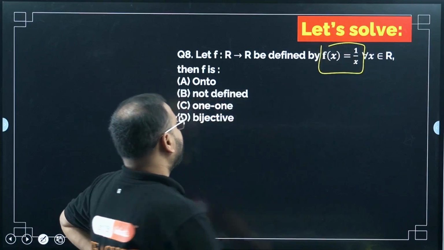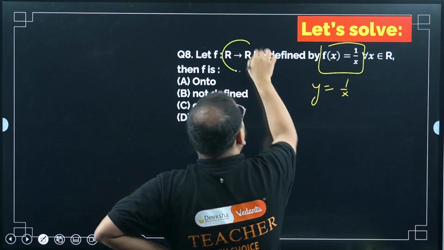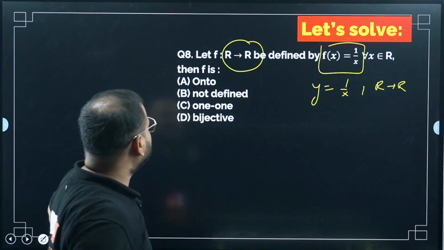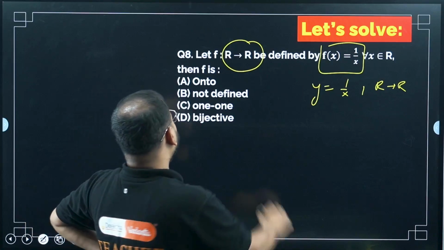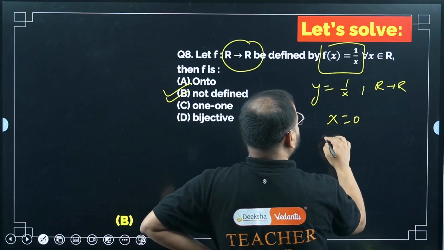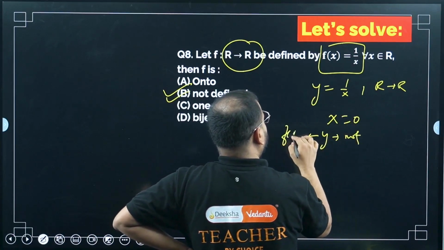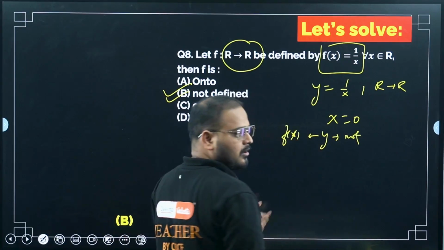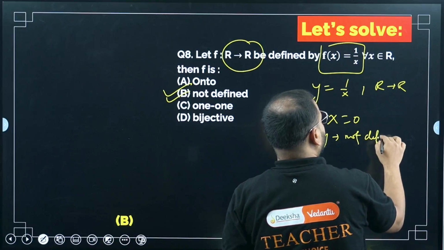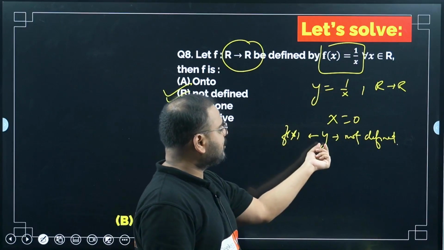Okay, sir. y equal to what? 1 upon x, defined on all real numbers. Check whether it is onto or not, or defined one-one. So simply, not defined. Sir, how? If I take x equals 0, what happens to y? f(x), or y, whatever you want to call it, is not defined when x is 0, because it will approach infinity.